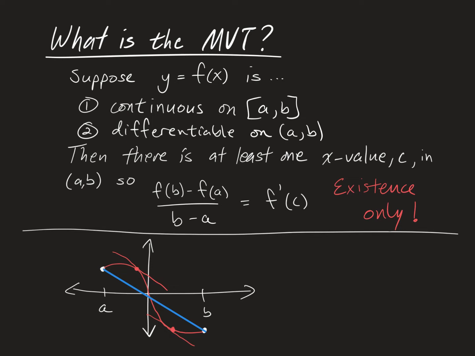And that's it. So again, you can only know that they exist. You need to use some algebra to figure out what the actual c values are, as you will see in the upcoming examples.